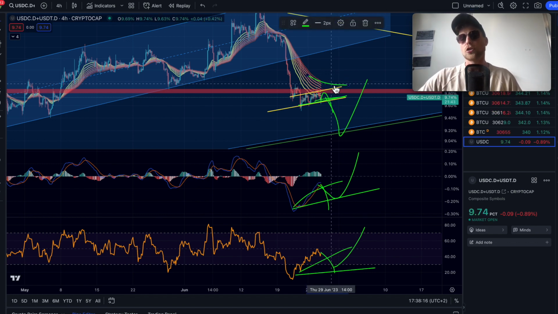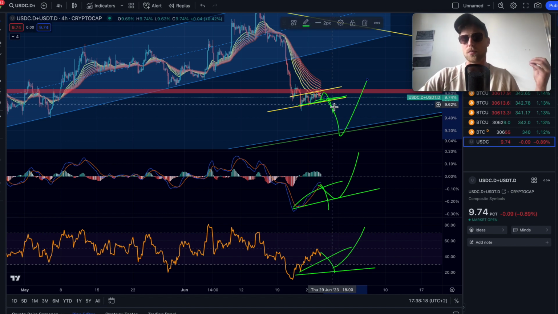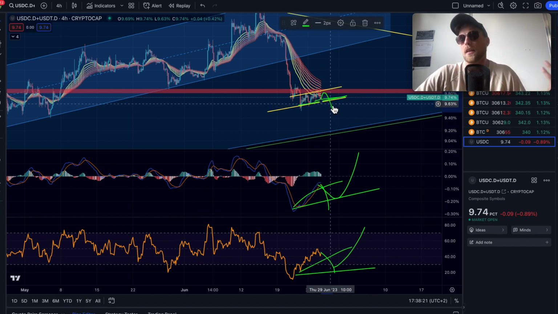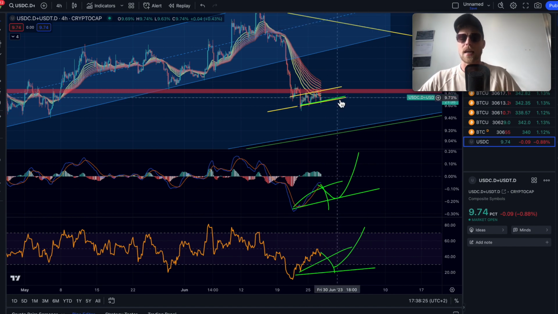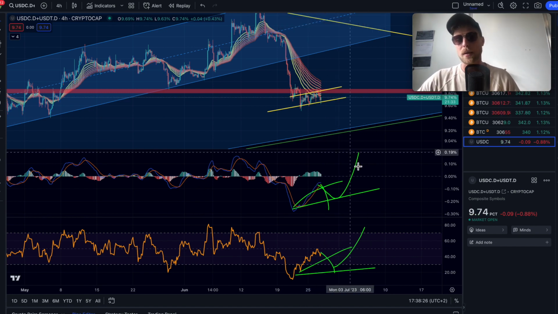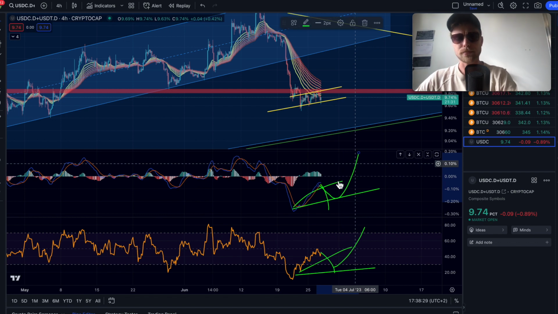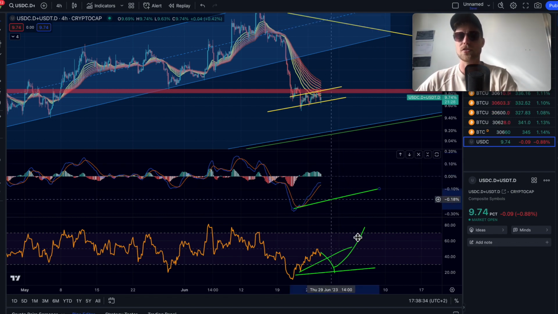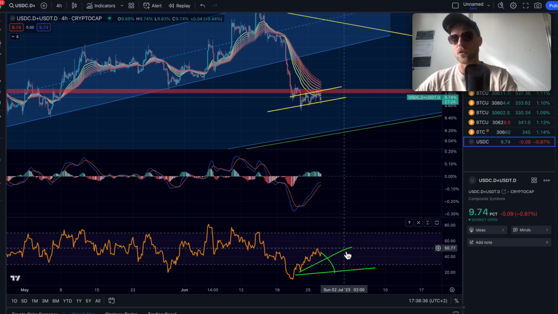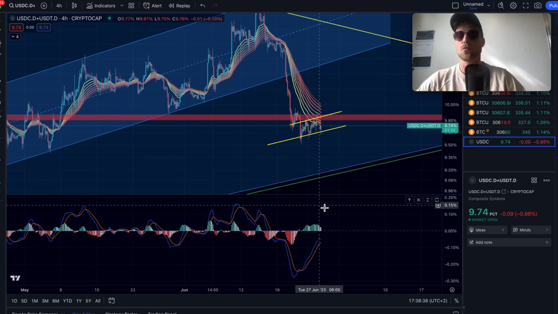So if we were to bounce from these levels, we're going to see a correction in Bitcoin, probably at least a multi-week correction, but maybe even a multi-month correction. That's at least what I think. But yeah, that still has to be unfolded. That has yet to be told, right?